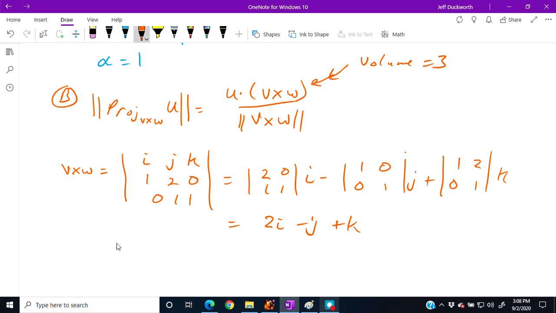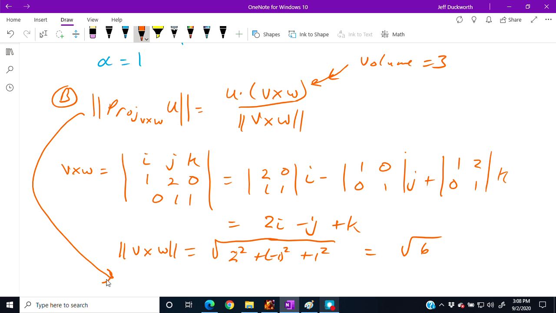And the magnitude of that is going to be the square root of 2 squared plus negative 1 squared for the j, and then plus 1 squared. So that's 4, 5, 6, or root 6. So if the top is 3 and the bottom is root 6, that means our projection will be equal to 3 over root 6, or you can rationalize that as root 6 over 2. That'll work.